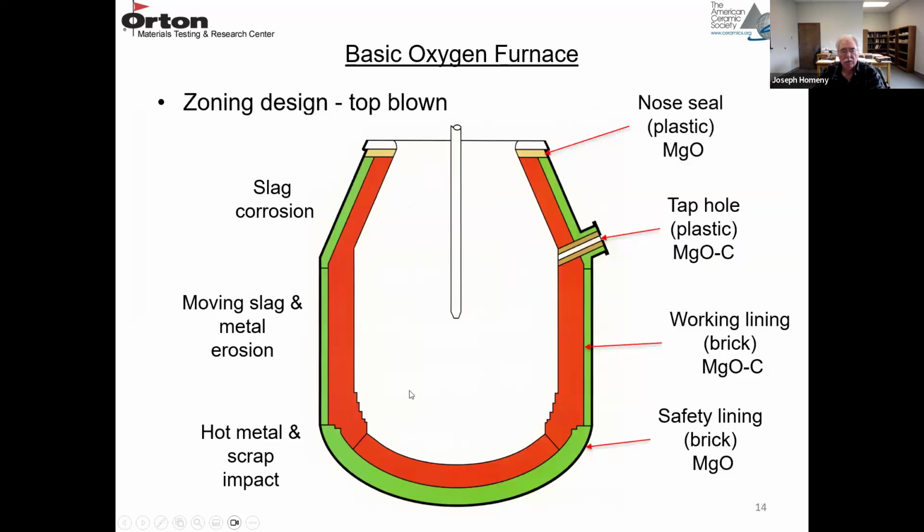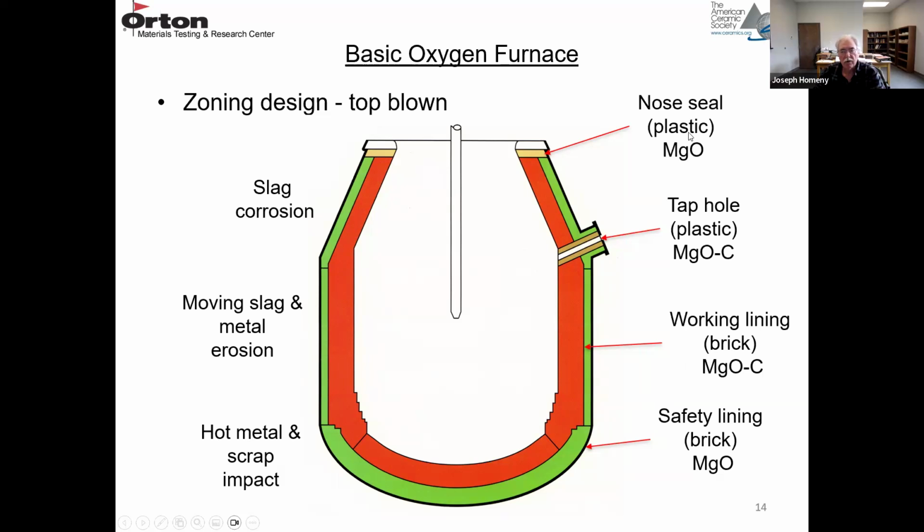This is a top blown BOF, and this is how it's zoned. There is slag corrosion in the top region here. There's moving slag and metal erosion in the middle here. And then at the bottom, there's hot metal. And there's also impact from the scrap that's dumped in. And when you dump in hot metal, there's a hot metal stream that's impacting the bottom, as well as large pieces of scrap metal.